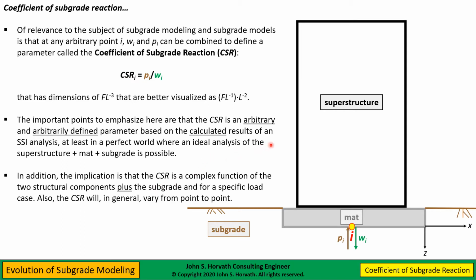I think it's pretty obvious that this coefficient of subgrade reaction is a very complex function of the superstructure, the mat, the subgrade, and also very specific loading. Right? If you had a different load case on this system, and again with the superstructure, you'd be looking at different combinations of dead load, live load, wind load, seismic, all sorts of things. This coefficient of subgrade reaction would not only be different at every point, it would be different for every load case for the same problem.